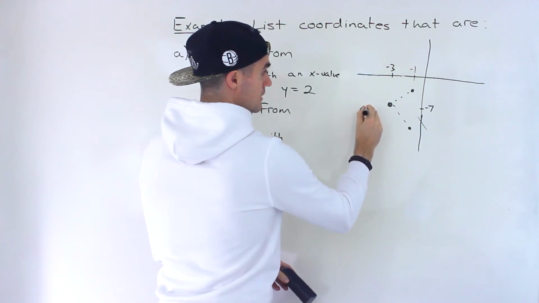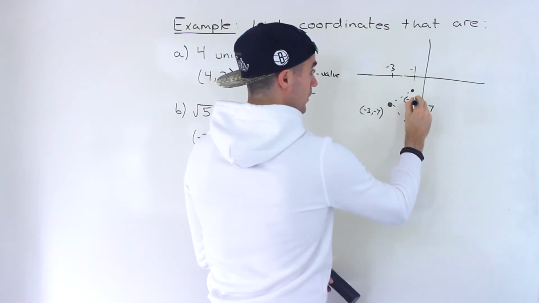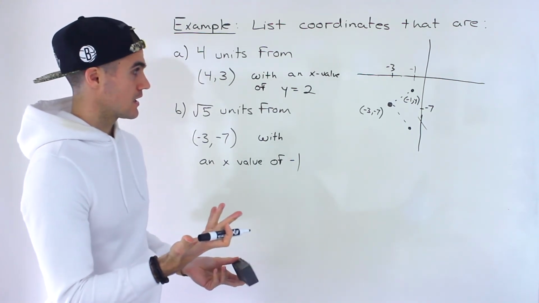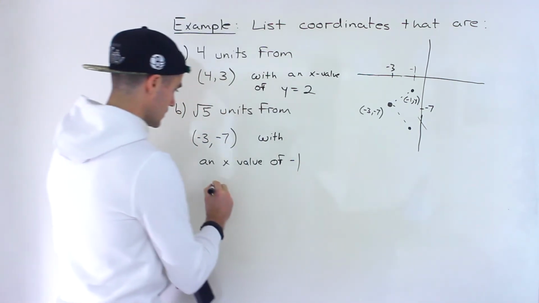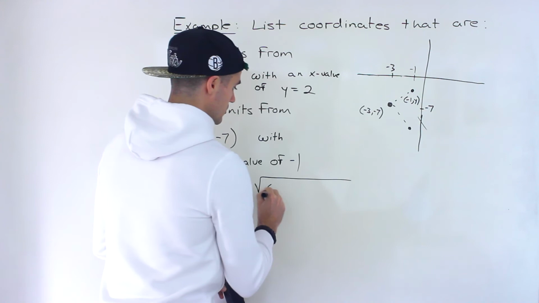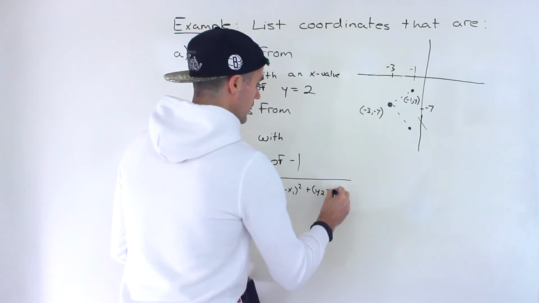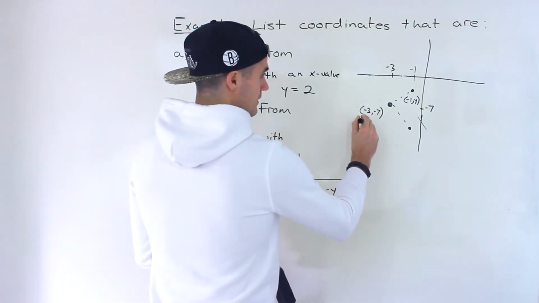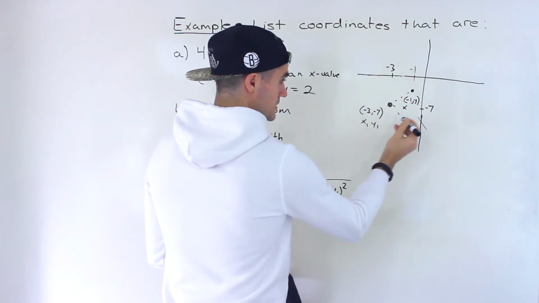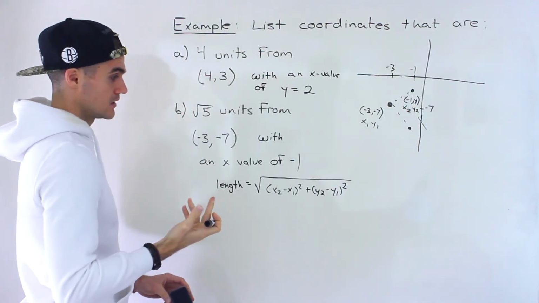So this is -3, -7. Here we've specified the x value, and we're going to be solving for the y value. The exact same process is going to happen in this case. We're still going to use that length formula, which is the square root of x2 minus x1 squared plus y2 minus y1 squared. Let's let this be x1, y1. It doesn't matter the order. You could let this be x1, y1 and this be x2, y2. You're still going to end up with the same answer in the end.